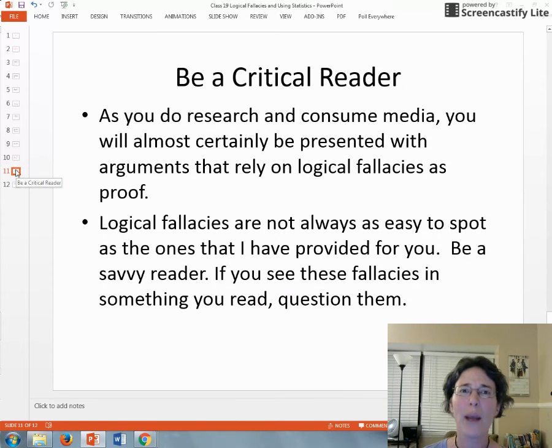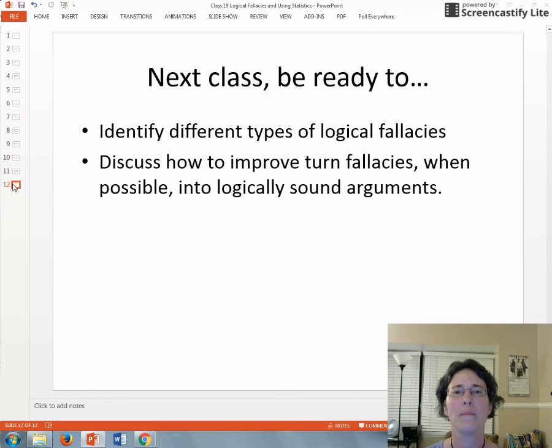So to wrap up, as you do your research and you consume media, you're going to be presented with arguments that rely on logical fallacies as proof. I see them every day. They're not as easy to spot as the one I've provided you, so you need to be a savvy reader. If you see these fallacies in something you read, question them.